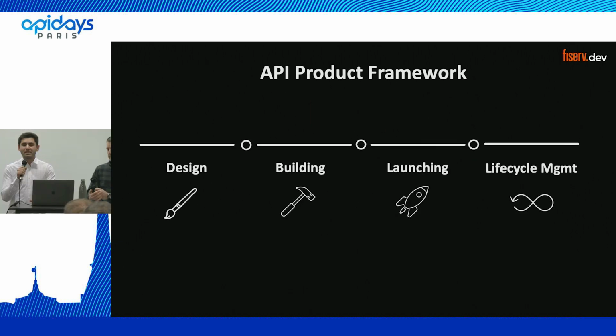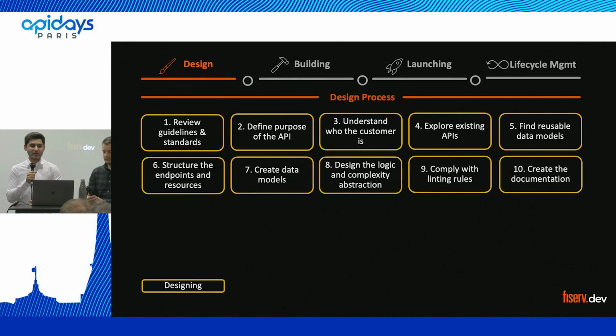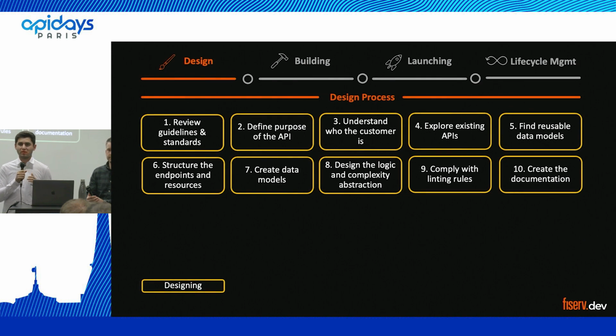So when we went about building out our developer platform, we obviously really wanted to focus on the actual APIs, which are the products that you go to the platform for. So we built out a framework which touches these areas of design, building, launching, and lifecycle management of APIs. For today, we're just going to focus on that design section. And when it comes to that design section, we put in a design process, which is some guidelines that we follow step by step whenever we are looking at designing a new API.